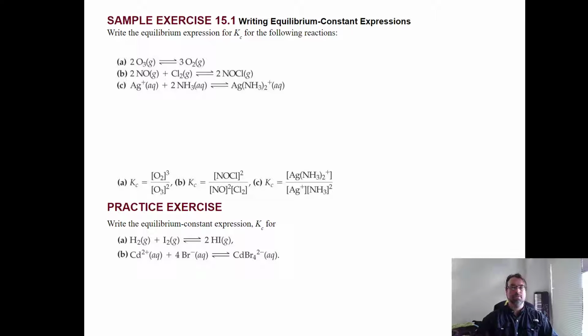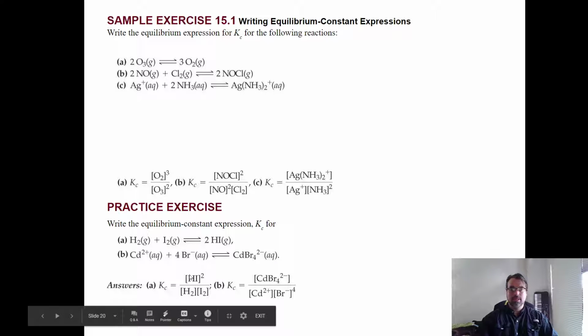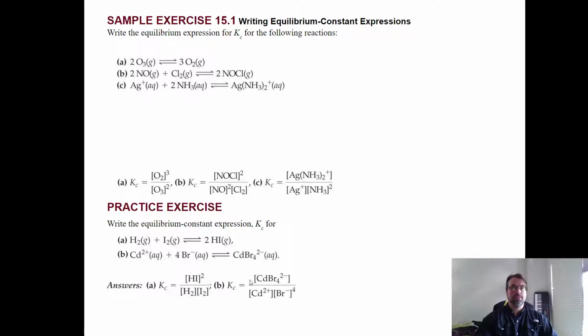Okay, I'm going to assume that you have done A and B. So you should have HI, and then it should be squared over H2 and I2. There's no coefficient in front of either of them, so it ends up being exactly that. Here, Cd2+, Br4 will be to the 4th because there's 4 of them. This one, there's only 1, and that'll give us our equilibrium expression. Okay.